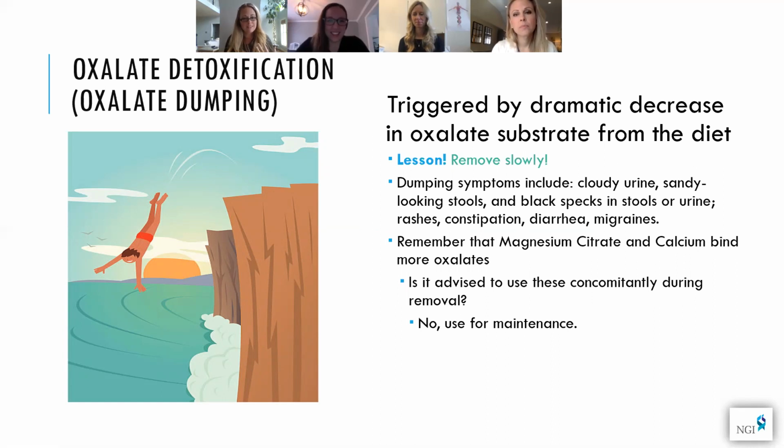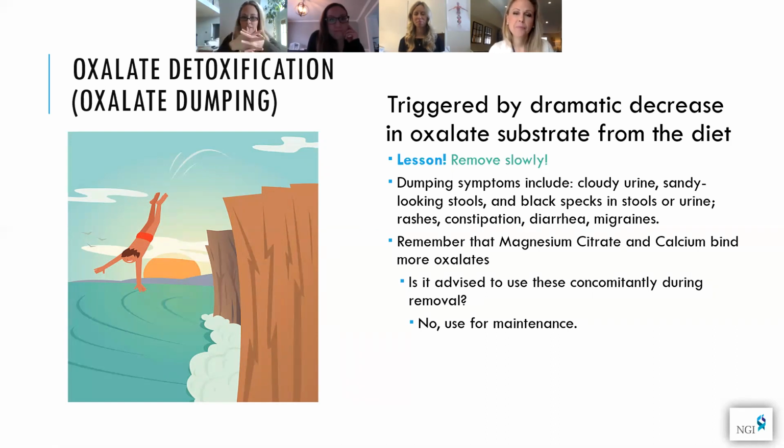Now remember, magnesium citrate and calcium citrate, these things are binding more oxalates. So should you be doing a lot of this? So if you have a chronic history of constipation, which by the way, if you have oxalate sensitivity, you're almost always gonna have a history of constipation. Okay, you're gonna be the person that goes, I've been constipated since I was 5 and I've never been able to poop. Okay, that's gonna be the person that tells you, you're gonna know off the top of your head that you have an oxalate issue, okay?